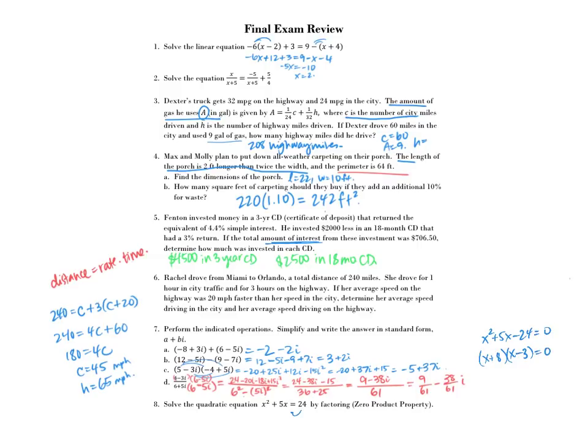Okay, and if I have two things multiplied together equal to 0, that means that either x plus 8 is 0 or x minus 3 is 0. That's called the zero product property of the real numbers. So if we have x plus 8 equals 0 and x minus 3 equals 0, that gives me x is equal to negative 8 and x is equal to positive 3 as my two solutions.